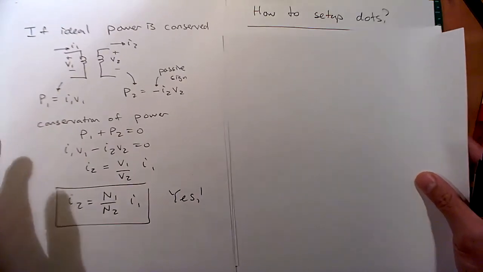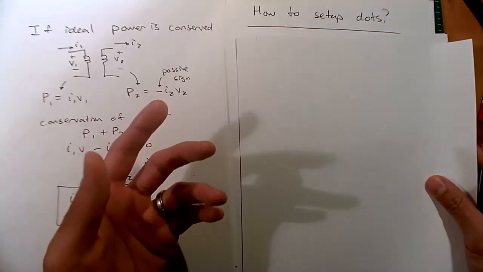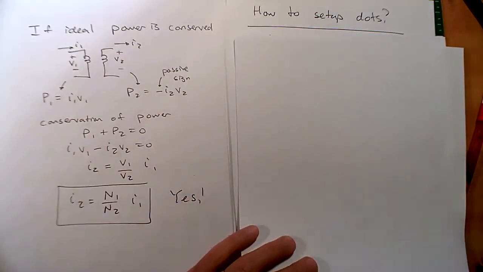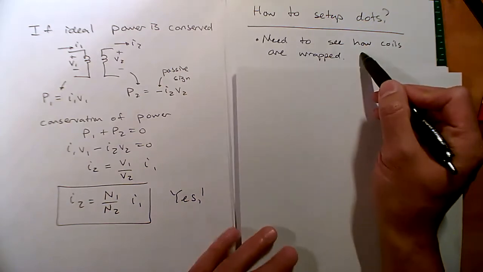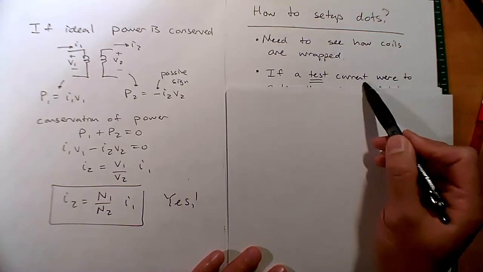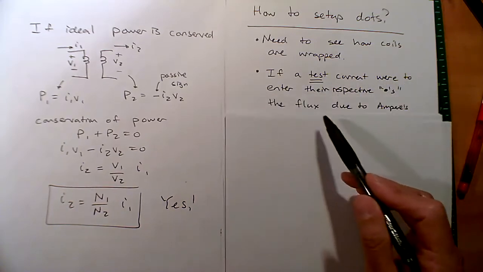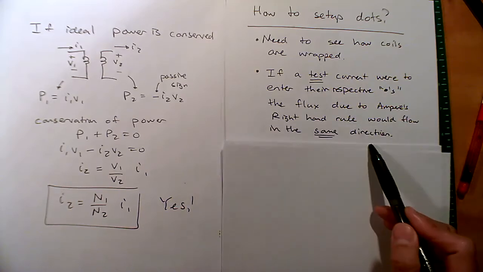So then maybe the question is, well, how would you set up the dots in the first place? Well, remember the dots tell us the relative windings of the coil. So unless you can see the windings, you don't know how to set up the dots. So we need to see how the coils are wrapped. And so the way that it works is if you have a test current, and if the test current were to enter their respective dots, the flux due to Ampere's law, right-hand rule, would flow in the same direction.